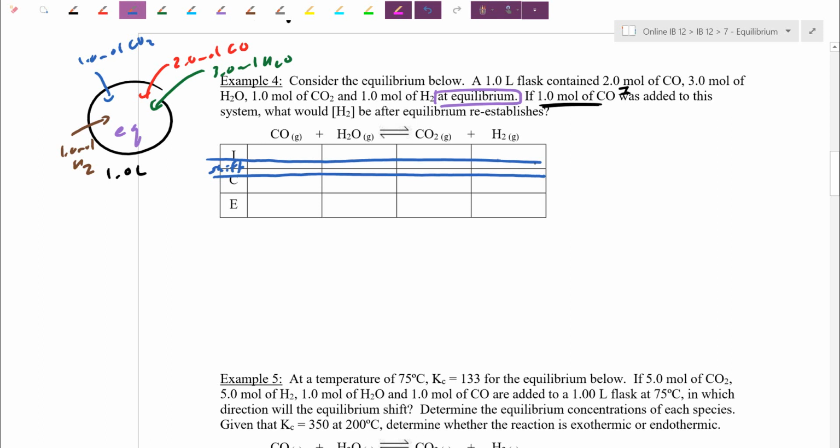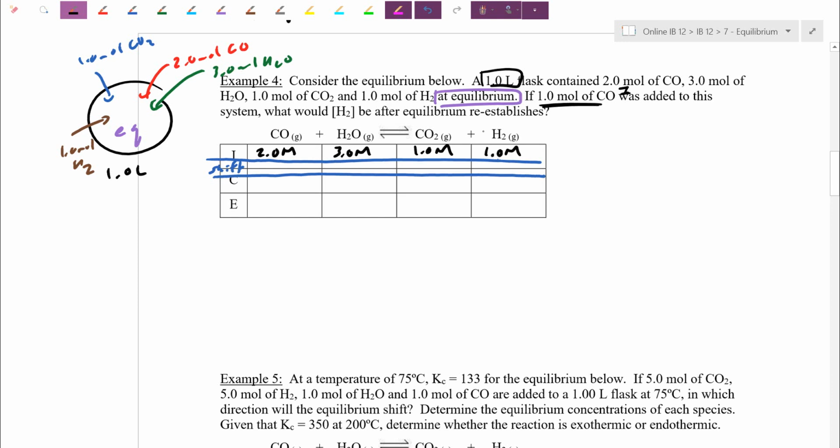So they gave me a bunch of these values nicely because the volume here is just 1 liter. If I divide by 1, it's just going to be concentration, right? In this case, I pumped in 2 moles of CO. So under CO, initially, we have 2 moles divided by 1 liter, so this is 2 molar CO. The H2O, I pumped in 3 moles divided by 1, so I have 3 molar H2O. The CO2 was 1 molar, and the H2 was 1 molar.